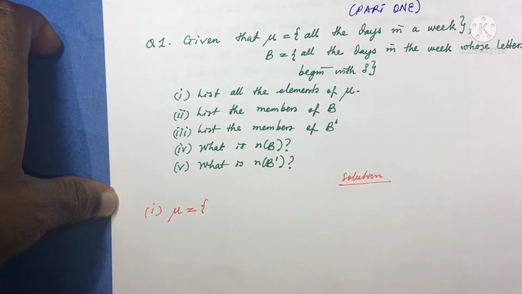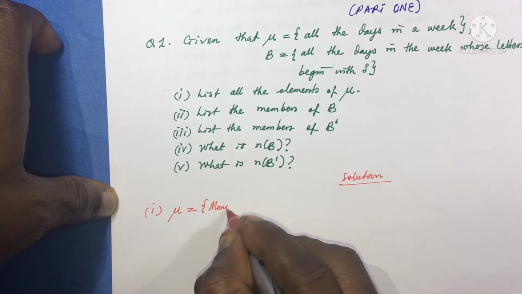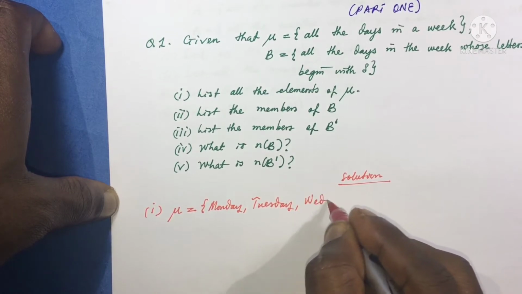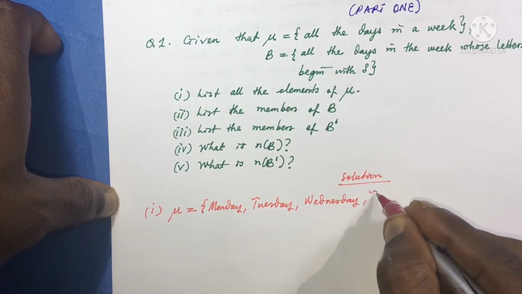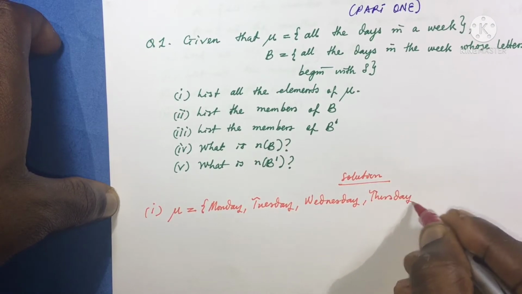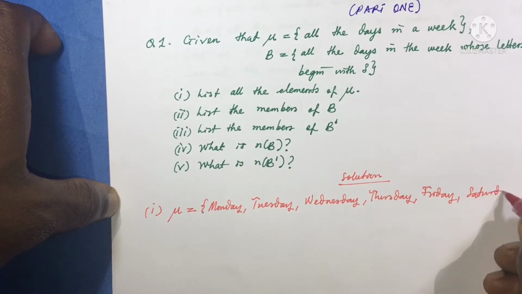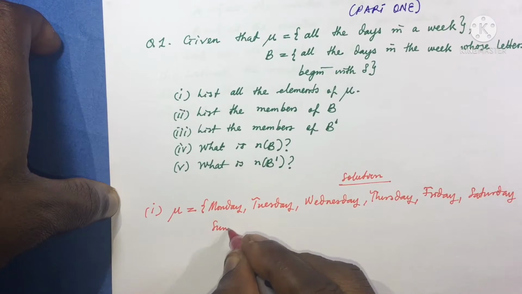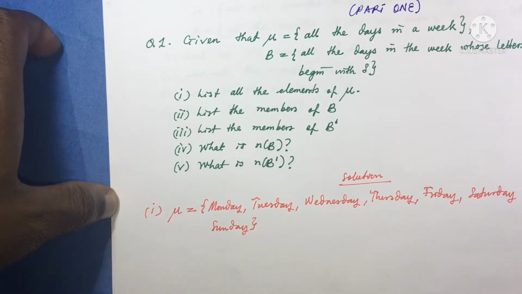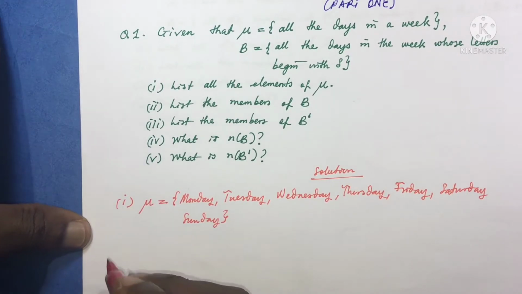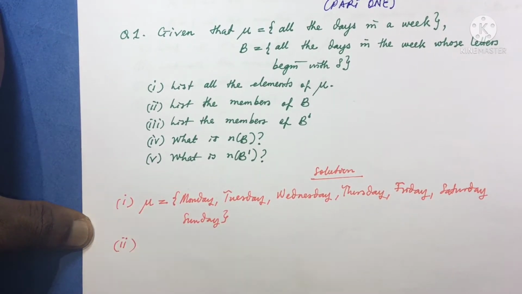How many days do we have in a week? We have 7 days, beginning with Monday, Tuesday, Wednesday, Thursday, Friday, Saturday, and of course, Sunday. So that answers the first question, which demands that we list all the elements of mu, the universal set. Now, number 2 demands that we list the elements or the members of B.